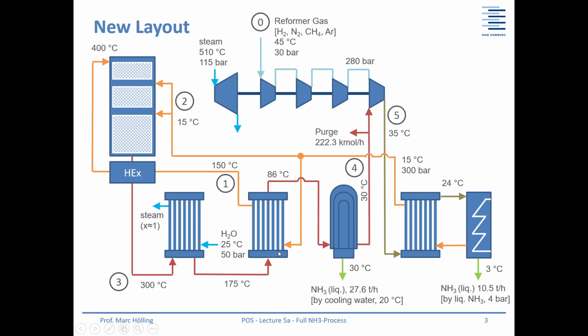Compared to last lecture, now I gave you some more temperatures. Here this should be 300 bars. The outlet of the fourth compression stage should be 300 bars. I also gave you some mass flows, so you know the amount of ammonia taken from the cooling water condenser and from the ammonia condenser.